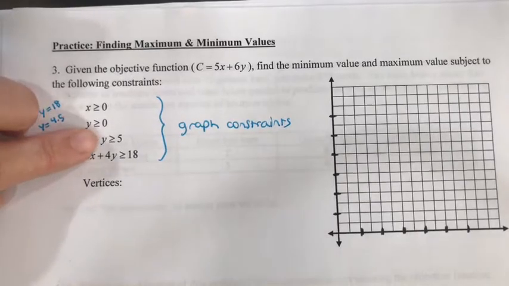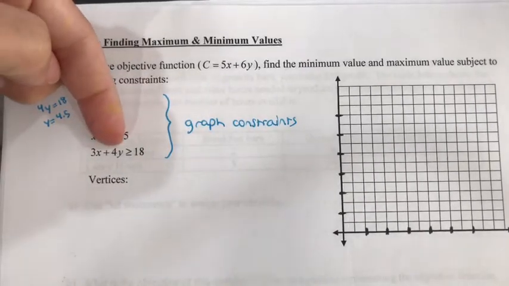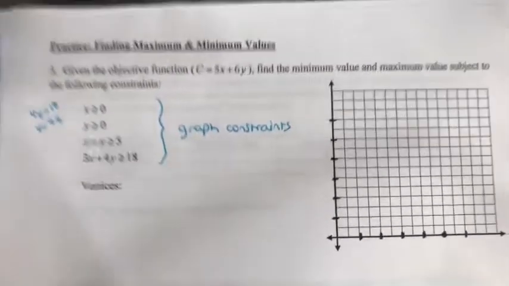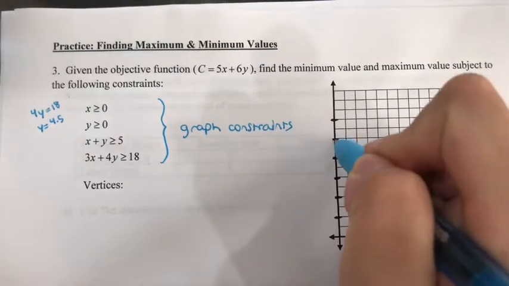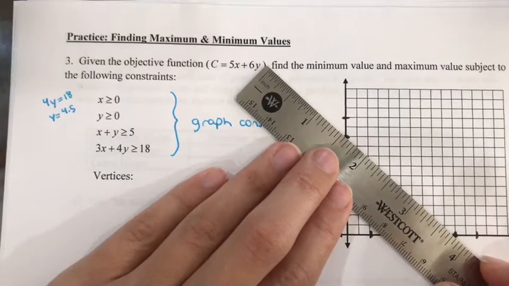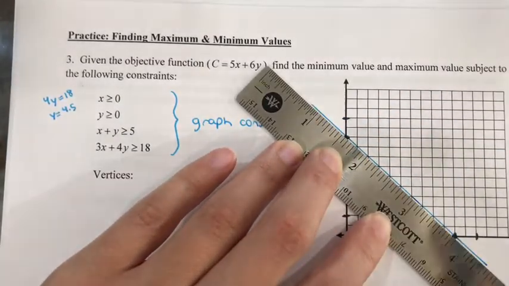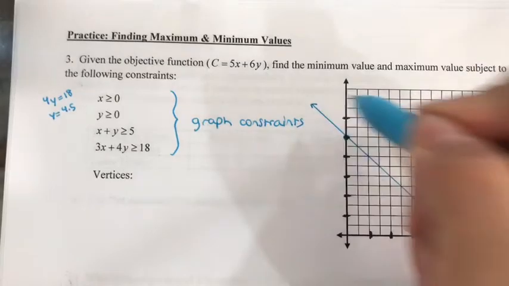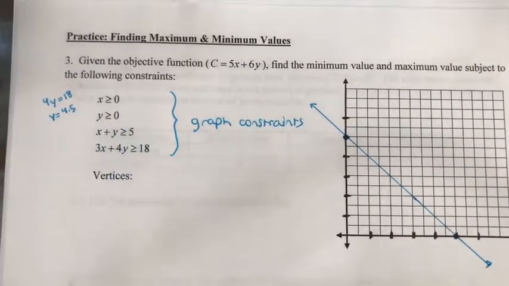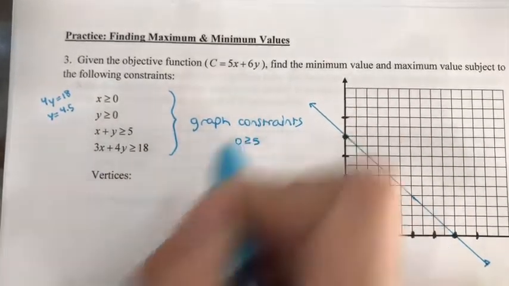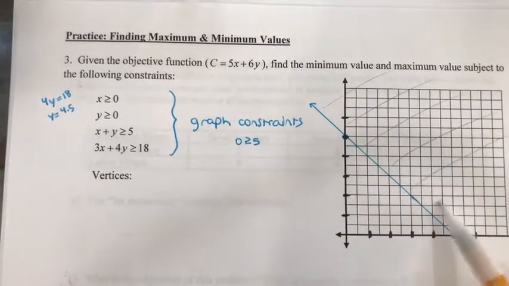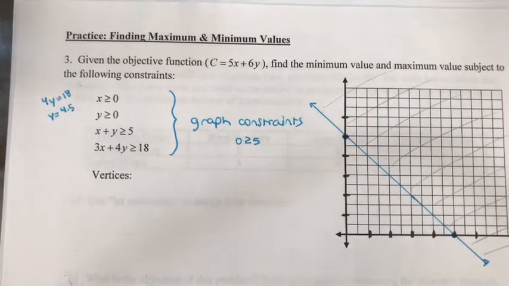This next one, my y-intercept is 5 and my x-intercept is 5. So I'm going to plot those points. And we have a solid line. And testing 0, 0, if I were to plug 0, 0 in here, I have 0 is greater than or equal to 5, which is not true. So I'm actually going to shade above this line, away from 0, 0.